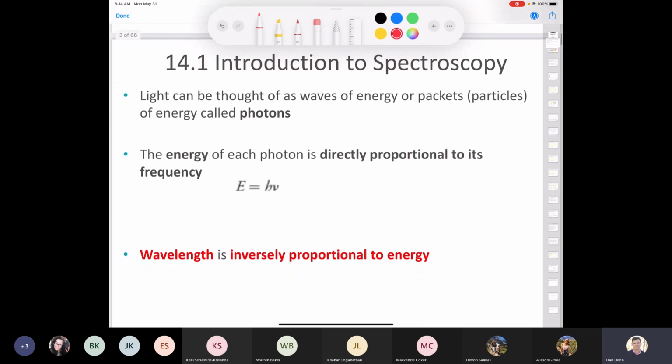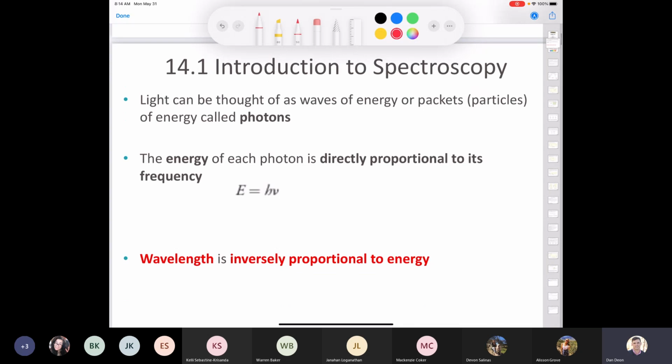What else do we know about light? We know that light can be thought of as waves of energy, or it can be thought of as a bundle or a packet of energy called a photon. So we see that light has both the properties of matter and of waves, which is pretty interesting. In your general chemistry class, you would have spent quite a bit of time talking about the wave nature of light, and then the particle nature of light discovered by Albert Einstein when he did the famous experiment for the photoelectric effect. And that's what he won the Nobel Prize for. It wasn't for E equals MC squared.